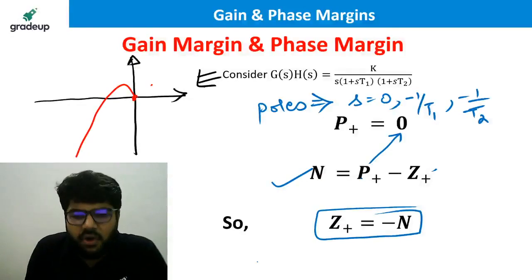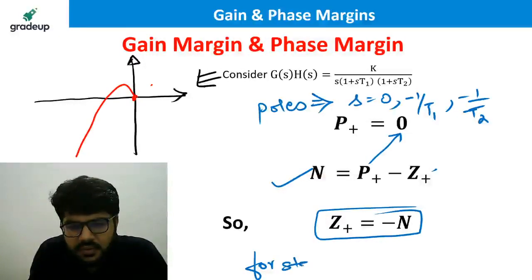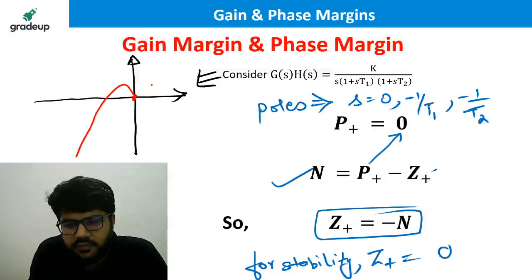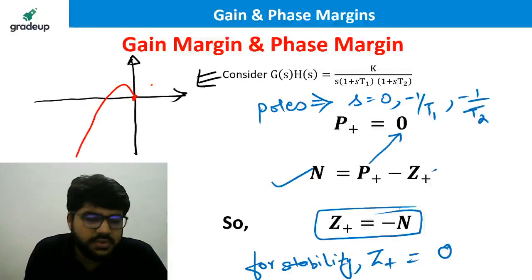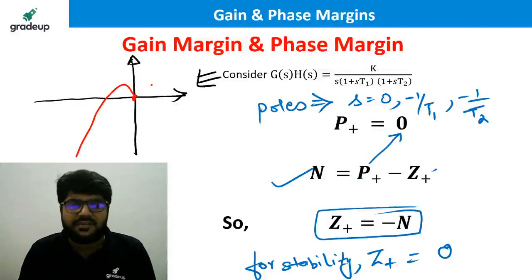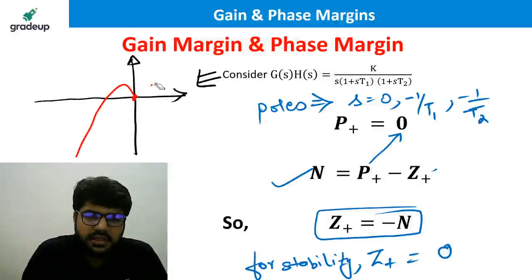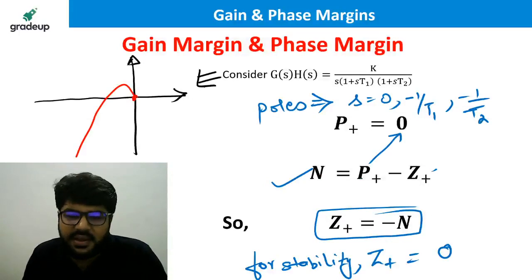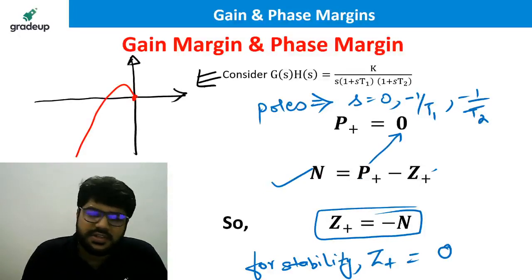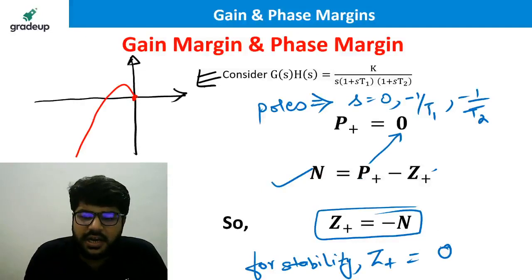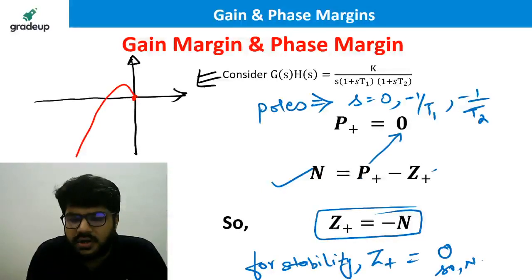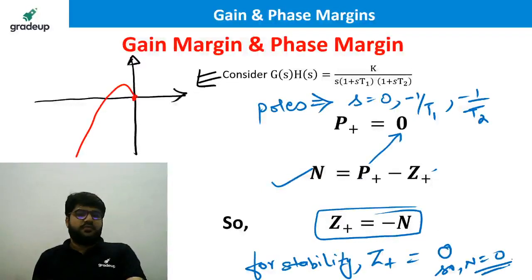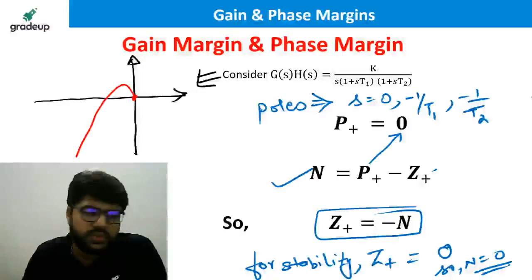Now for stability, what Z plus do we want? For stability, we want Z plus equal to 0. That means there should be no encirclement of the point minus 1 comma 0. For stability, what is the point? Minus 1 comma 0 is the point, as we have been seeing in past classes. So for stability, we want Z plus equal to 0, and so we want N equal to 0. For this example, we want N equal to 0.